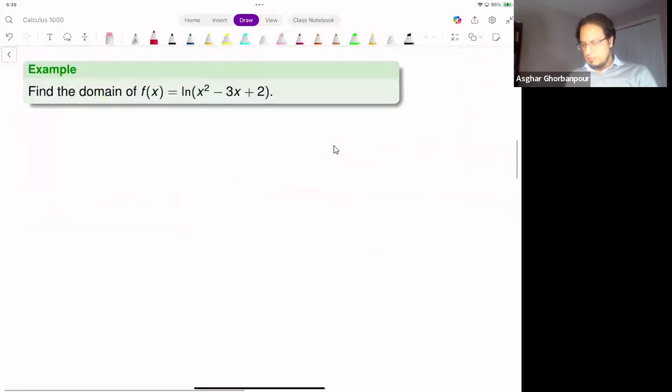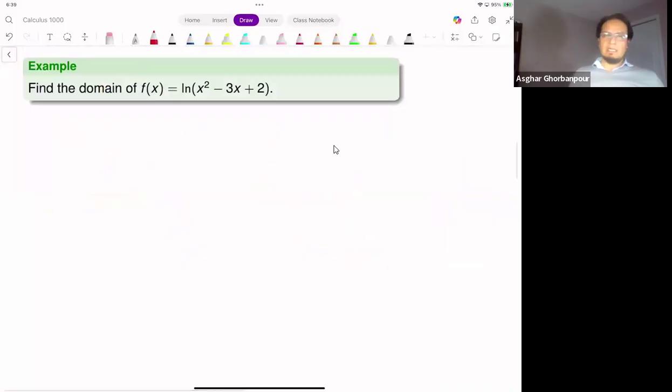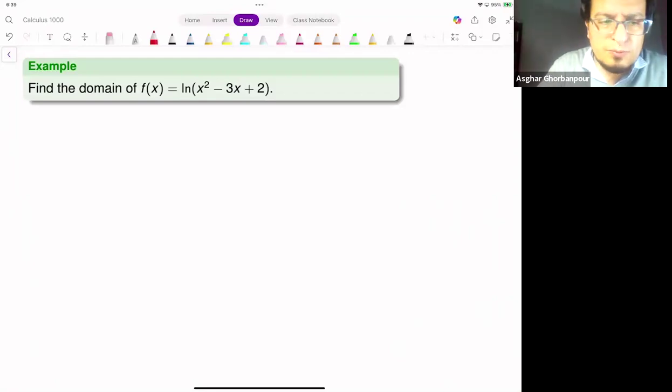I will leave this like that. Find the domain of this function, ln of that. Again, 1 minute just for you, just to see where we are and how you can start, then I'll explain the rest.